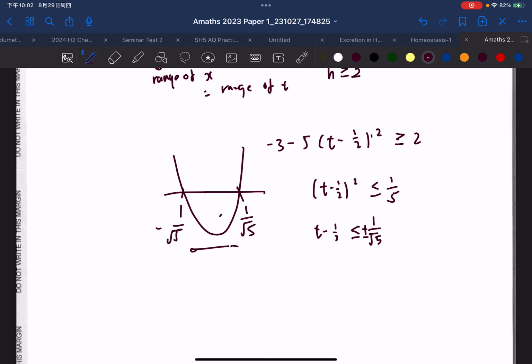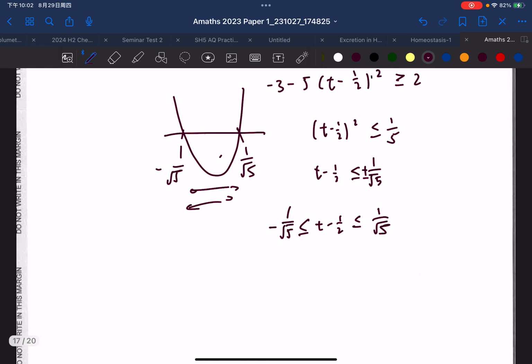So less than 0, I look inside. So this is supposed to be how your inequality should be looking like. And then you plus half both sides because I want to just get the t. So you will be getting this. Okay, like this, right, you should be able to get at least 2 marks already.